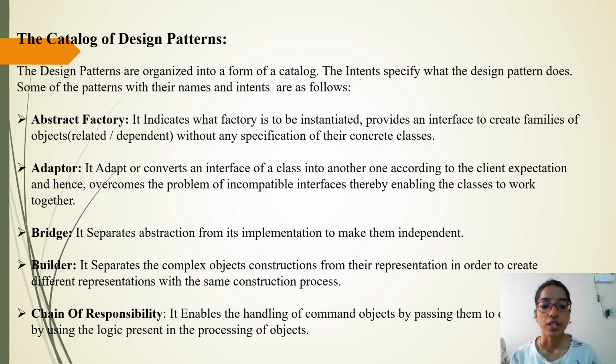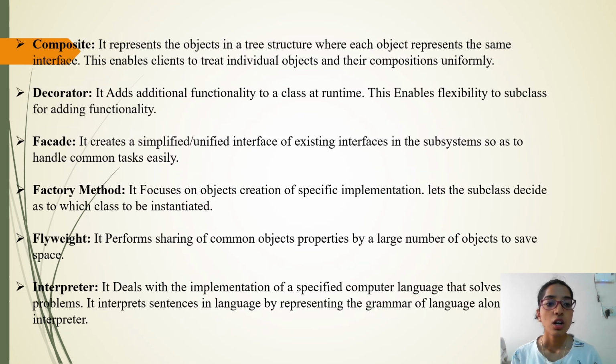process. Chain of responsibility. It enables the handling of command objects by passing them along, using the logic present in the processing of objects. Composite. It represents the objects in a tree structure where each object represents the same interface. This enables client to treat individual objects and their compositions uniformly. Decorator. It adds additional functionality to a class at runtime. This enables flexibility to subclass for adding functionality.